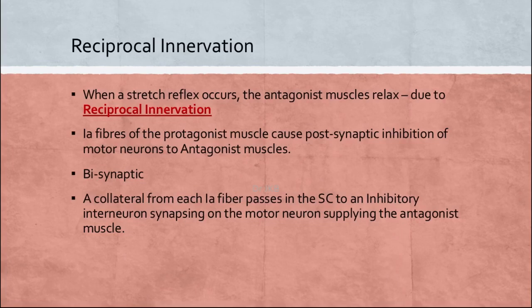extensor of the leg. ओके, तो आपका एक्सटेंसर, लेग की एक्सटेंशन होने के लिए फ्लेक्सर ग्रुप को क्या होना पड़ेगा, रिलैक्स होना पड़ेगा, तभी एक्सटेंशन होगा ना. So that is called reciprocal innervation. When a stretch reflex occurs, the antagonist muscle has to relax due to the reciprocal innervation. Now what is reciprocal innervation?